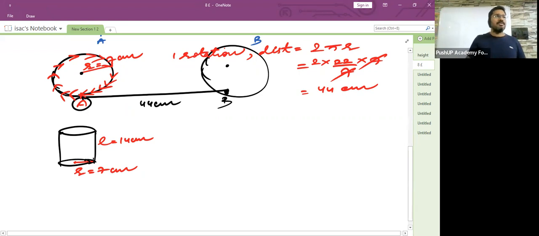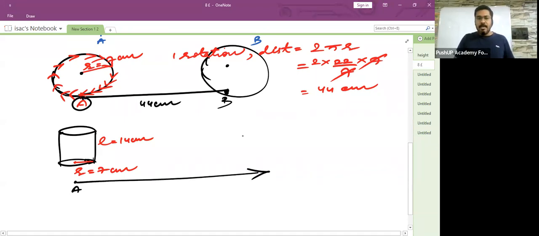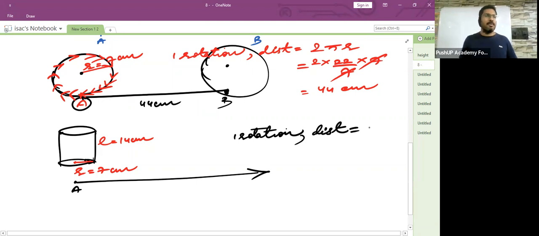The radius is how much? 7 centimeter. My question is, from this point A, if it starts traveling in one rotation, how much would be the distance covered by the cylinder? How much would be the distance covered by the cylinder? 44. Do you all agree with it?